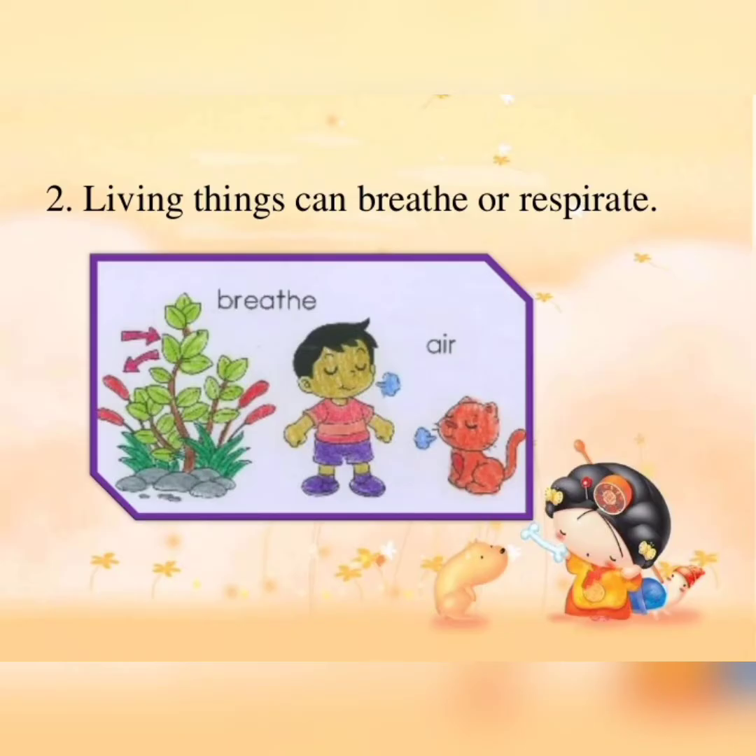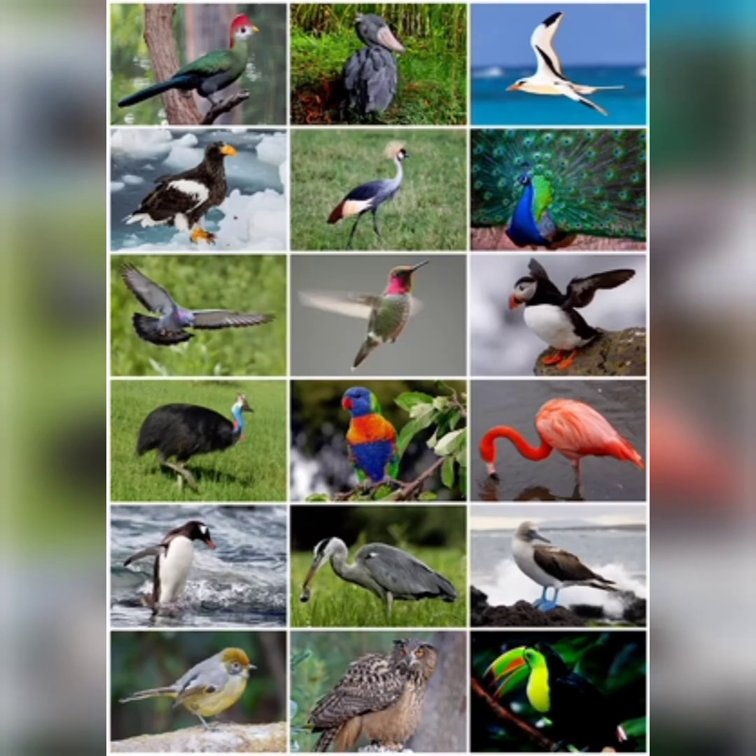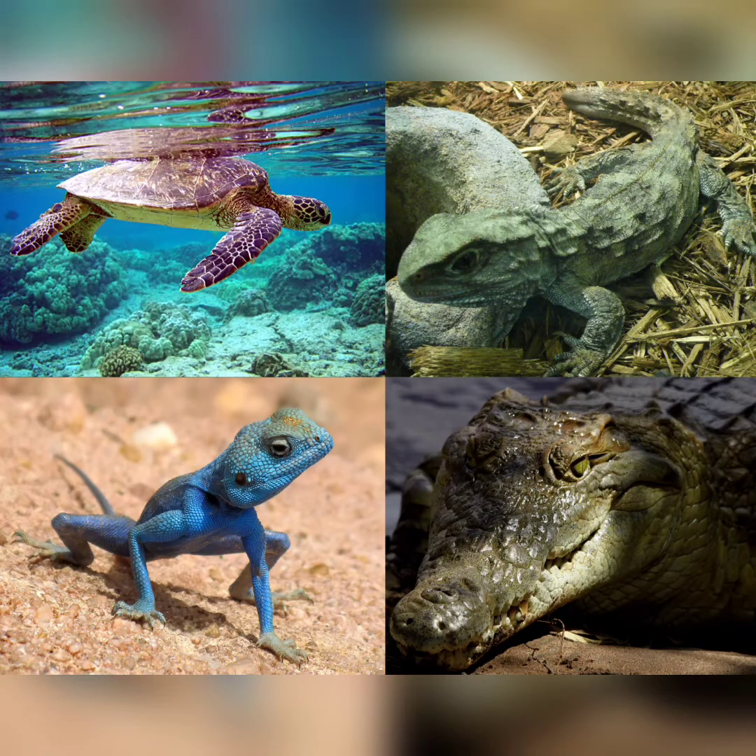The next point is all living things can breathe and non-living things cannot. We need air to live. We breathe through our nose. Several mammals, birds and reptiles breathe through lungs. All living organisms, both plants and animals, can breathe. Many animals also breathe in air through their noses. But fish breathe through their gills. Insects take in air through tiny holes present in their bodies.